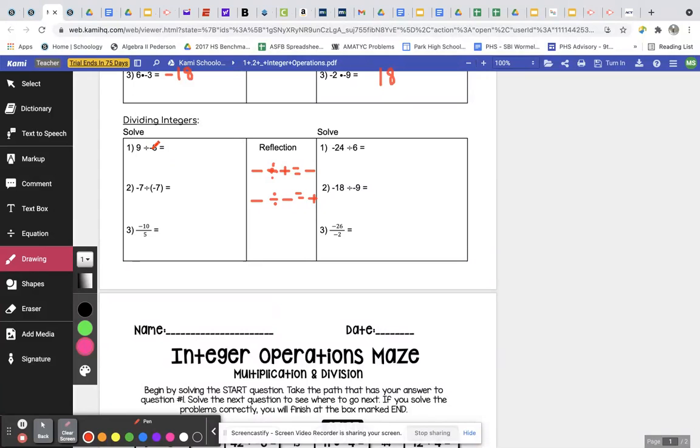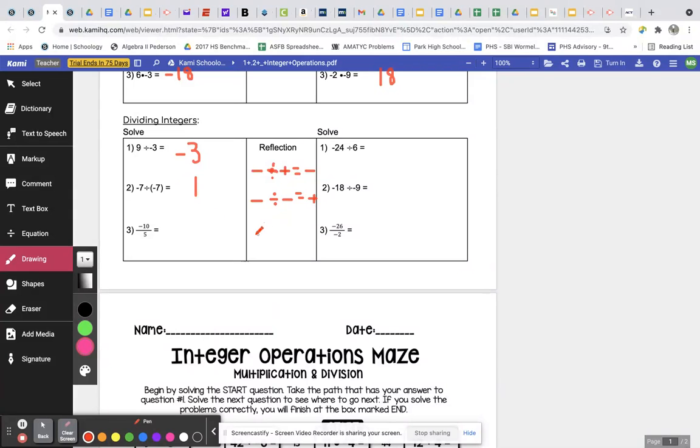So this is 9 divided by 3, and 9 divided by 3 is 3, but it's a positive divided by a negative, so that's a negative. This is a negative 7 divided by a negative 7. 7 divided by 7 is 1, but a negative divided by a negative is a positive, so it stays 1.